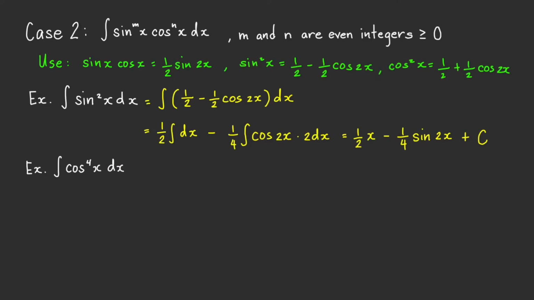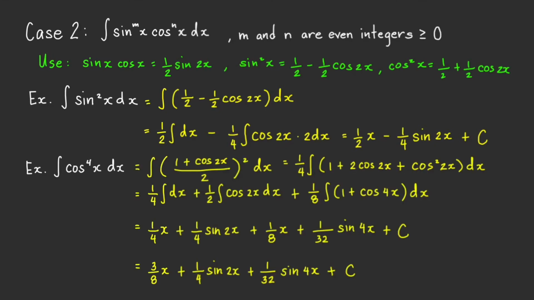Next is the integral of cosine raised to 4 x dx. So in this case, we use the third identity, and we can write this one as the square of cosine squared x. So that is the square of 1 plus cosine 2x all over 2. And again, we just expand this expression. We'll get 1 over 4, the square of the denominator is 4. So that is 1 over 4 times the square of the numerator, which is equal to this one, 1 plus 2 cosine 2x plus cosine squared 2x.